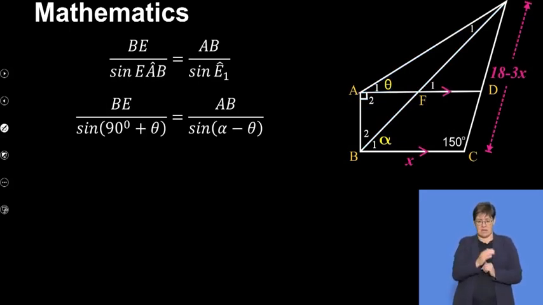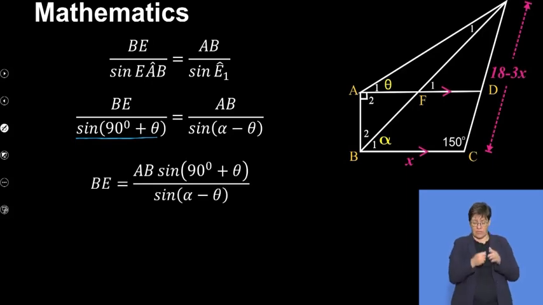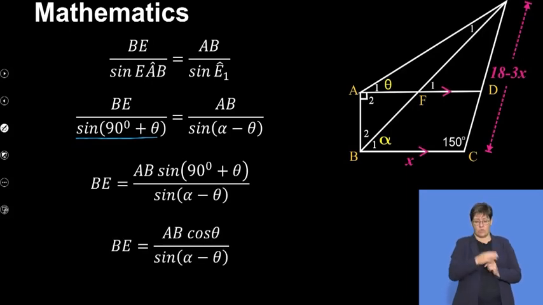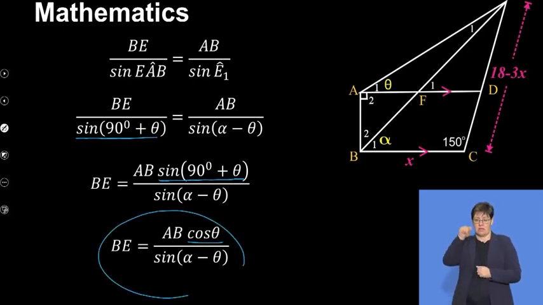BE over sine of 90 plus theta equals AB over sine of alpha minus theta. Remember again, this is going to remind us of our co-ratio rule, so we're going to have to change that in a second. If I multiply both sides by sine of 90 plus theta, and in the next step change it using my co-ratio, sine of 90 plus theta becomes cos theta. And now I have an expression for BE, and BE is equal to AB cos theta over sine of alpha minus theta, as we needed.